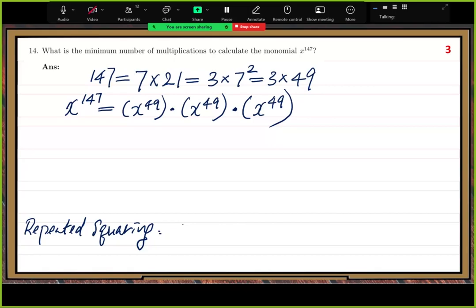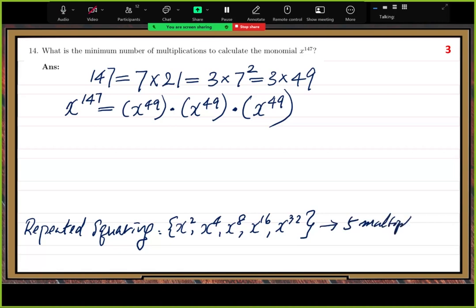Because we need to calculate x squared, x to the 4th, and so on up to x to the 32. In order to get x to the 49, this step you need 5 multiplications. Then 49 is 32 plus 8, that's 40, right?